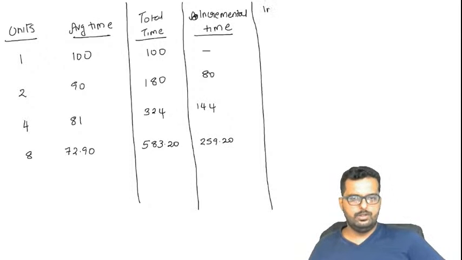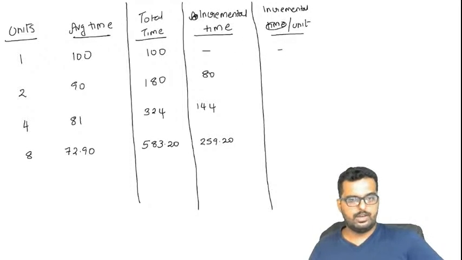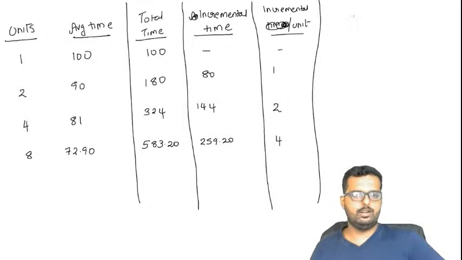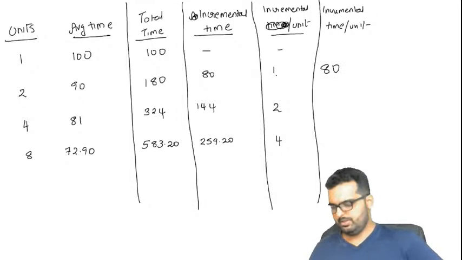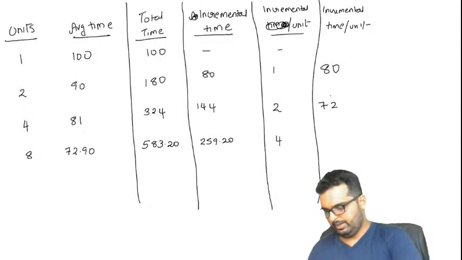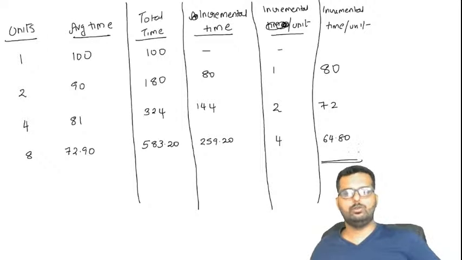Alright, now from this we have to find the incremental time per unit. If you look at this, 80 by 2, sorry, I have to first write down the incremental units. Here the incremental unit is 1, here the additional units is 2, and here the additional units is 4. From this I can find out the incremental time per incremental unit. I'll get the answer as 80. 144 by 2 will be how much? 72. And 259.2 divided by 4 will be how much? 64.80. Okay, can you write this down in your books now?